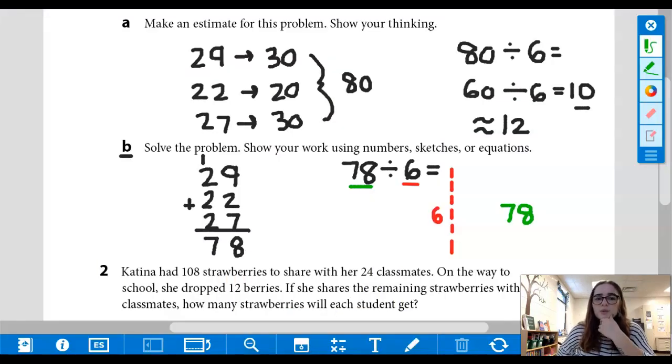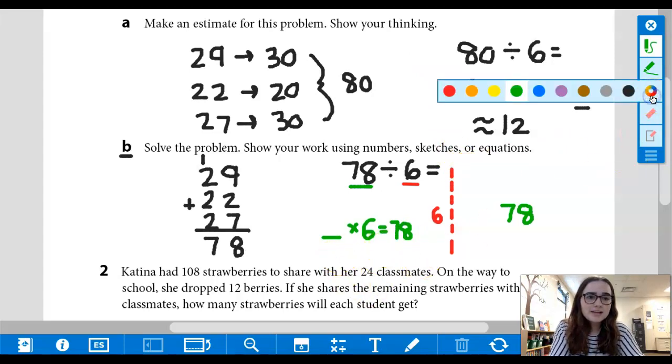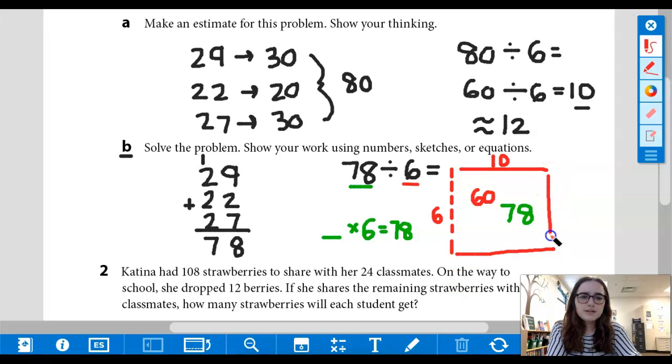So to figure that out, we have to think, well, what times 6 would give us 78? If we go back to our array to figure out what times 6 equals 78, well, I know that if I start with a 10, remember that long line represents a 10, 10 times 6 is going to give us what? 10 times 6 is 60. So if we know this whole thing has to equal 78, and we've got 60 now, we're on a good track. So here's our first part of our array.